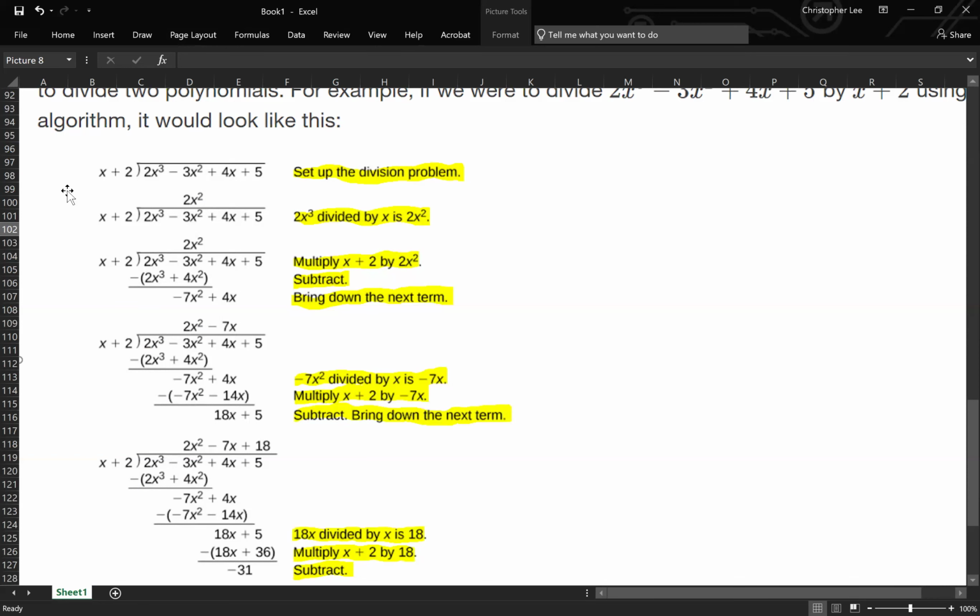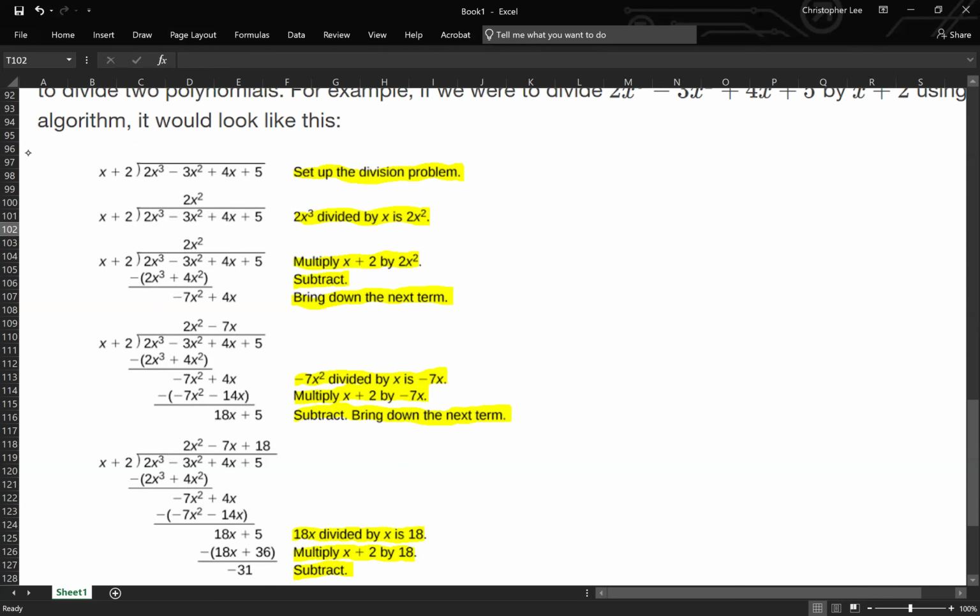So we have it set up here. Let's go through the motions with this real quick. I have x plus 2, and I want to divide it in. So x goes into 2x cubed how many times? 2x squared. So that's why I write my 2x squared up here. After that, I multiply 2x squared by x, and that's going to give me 2x cubed. Then I multiply 2x squared by 2, and that's going to give me the 4x squared.